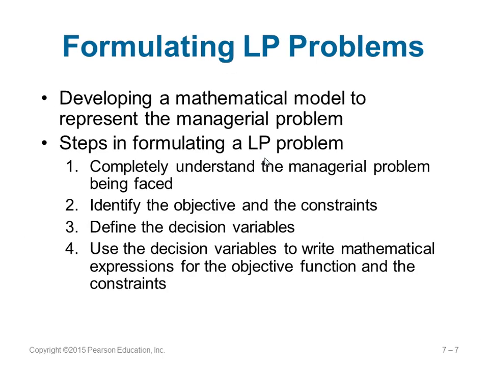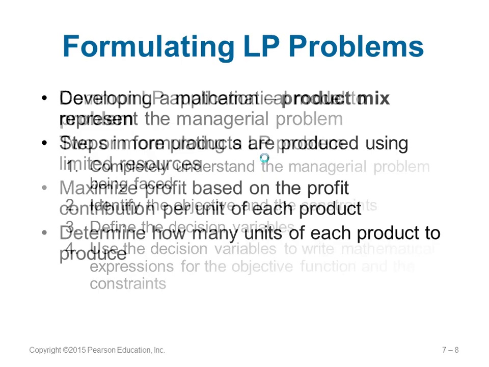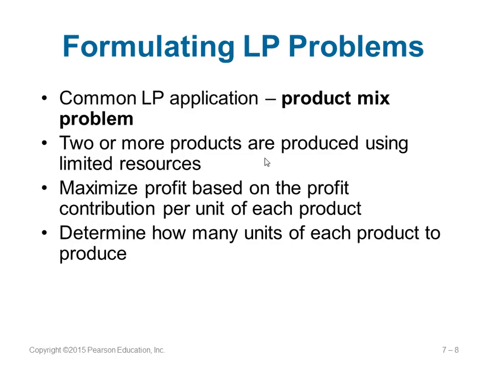So how do we formulate linear programming problems? Step 1, you need to understand the problem clearly. Step 2, from there you have to know what the objective is and what the constraints are. Step 3, you have to define the decision variables. Then from the decision variables, you express the objective function and the constraints using mathematical notations. In linear programming, you will find it's normally a product mix problem. You will have 2 or more products and some resources available, and you want to maximize the profit of making these products.